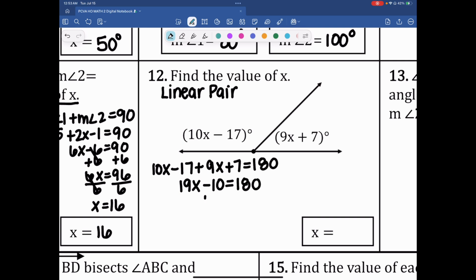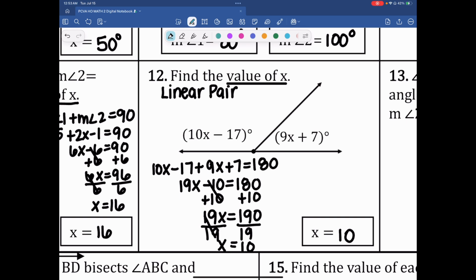So I'm going to add 10 to both sides, and then I get 19x equals 190, divide by 19, and x equals 10. And again, they did ask us to find the value of x, so my answer is 10.